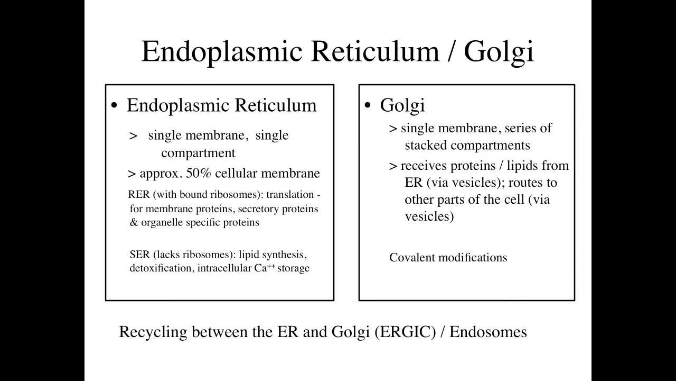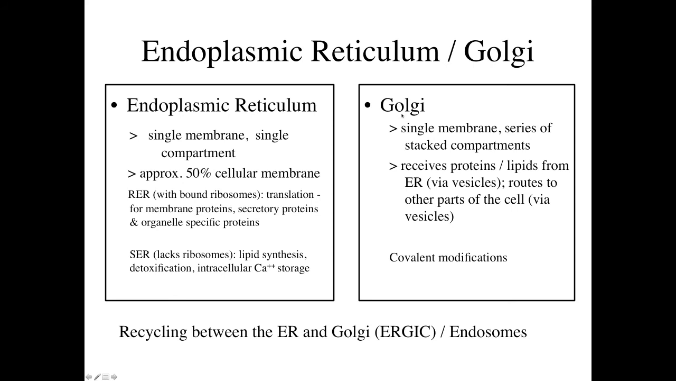On the other hand, if we talk about regions of the ER that don't have ribosomes bound to the membrane, we're talking about smooth ER, and regions of the smooth ER are specialized for lipid biosynthesis, for detoxification of xenobiotic or foreign substances, and the smooth ER, especially in muscle cells, is a major storage site for intracellular calcium. Take-home message: the ER is a single membrane-bound compartment. Contrast that to the Golgi.